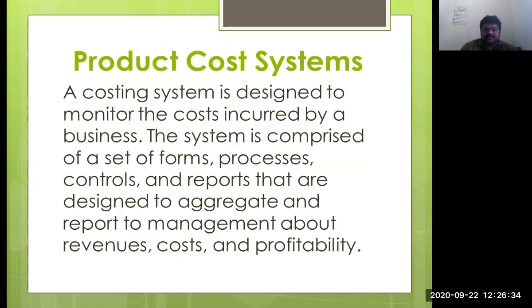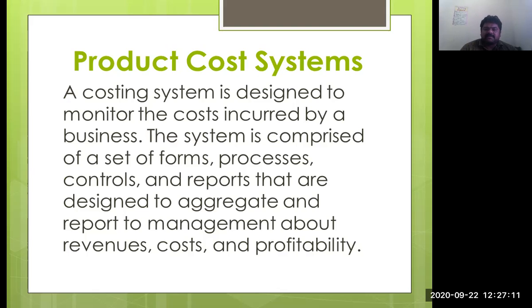By the term product cost system, you simply understand a system that is used to estimate the cost, monitor the cost, or a mechanism through which we will try to compare the actual cost with the estimates and put certain sorts of control over the cost. And the way in which we made that facility is what we refer to as system.